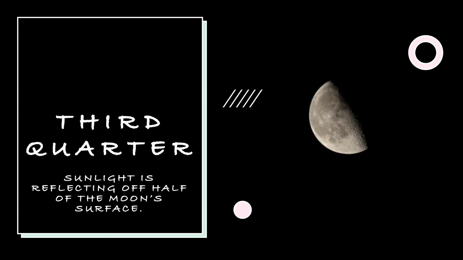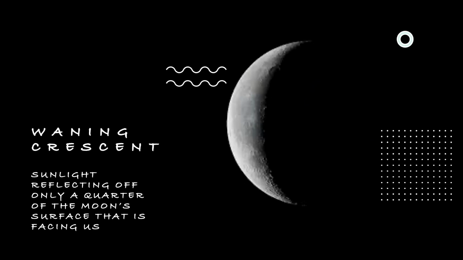During the third quarter, sunlight is reflecting off only half of the moon's surface, so we can only see half of the moon. Lastly, during the waning crescent, sunlight is reflecting off only a quarter of the moon's surface that is facing us, so we can only see a small sliver of the moon at night.